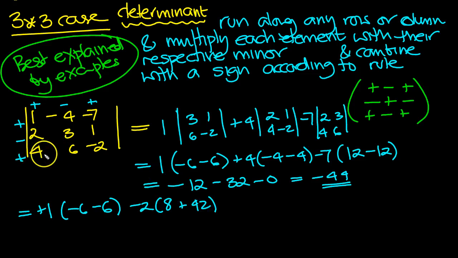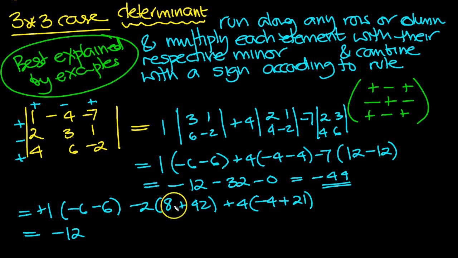And then the last one is plus 4. Cross out the row and column containing the 4. And these are the 4 elements. So you've got minus 4. Take away minus 21. So that'll be plus 21 now, won't it? So let's see what we get. See if we get the same, because we've said we should get the same. 1 times minus 12 is minus 12. 8 and 42 is 50. Minus 2 times 50 is minus 100. And here we've got minus 25.